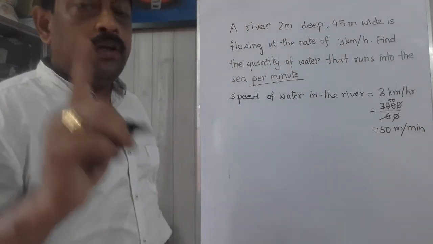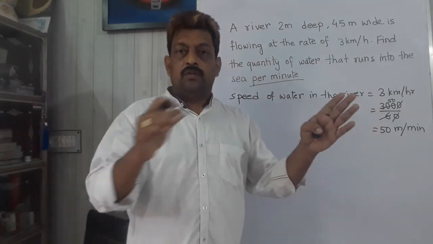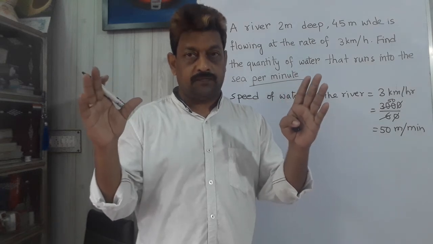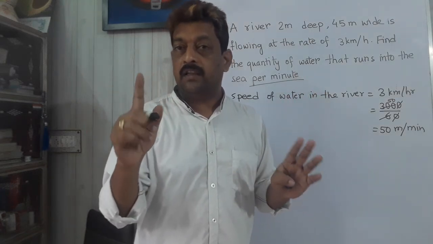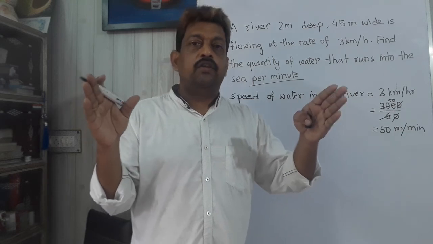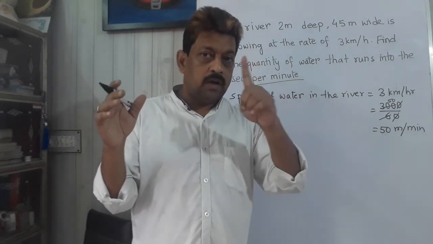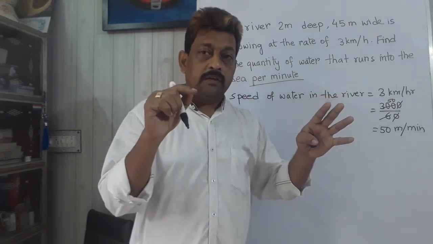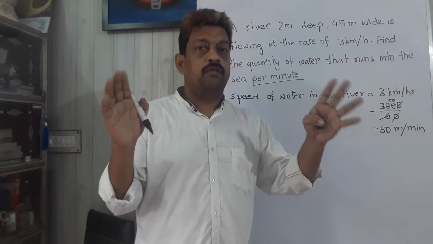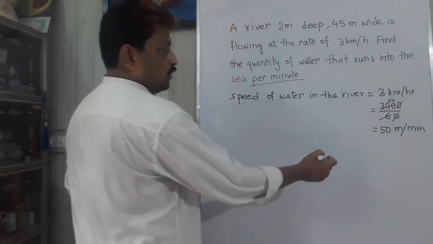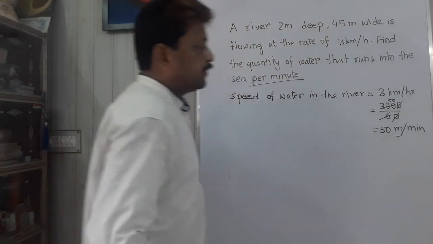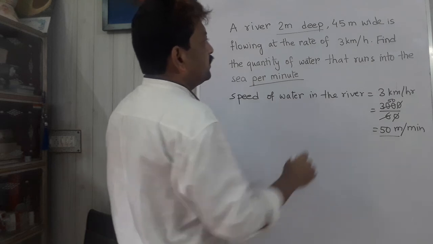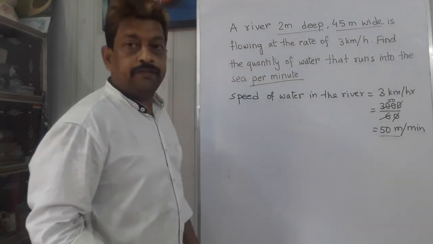So in 1 minute, the length of water column which is flowing from the river into the sea is 50 meter. So that will be considered as the length. Length of water column flowing into the sea in 1 minute is 50 meter. The depth of the river is given 2 meter and width of the river is given 45 meter.